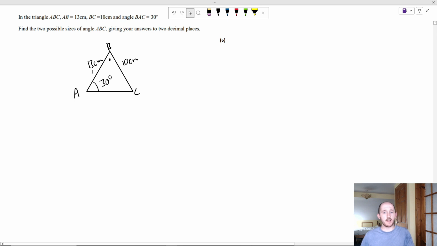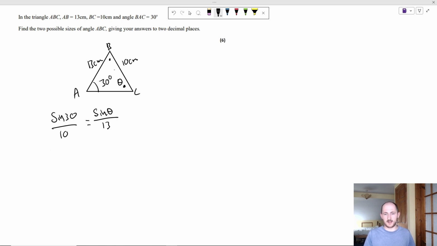So first things first, you might notice we can't actually work out this angle straight away. We have to work out this angle down here, and then just do 180 minus 30 minus this angle, because we don't have enough information to work out B. So I'm going to name this angle theta. So if we now do the sine rule for this, we have sine 30 over 10 equals sine theta over 13, almost messed that up, times 13 by both sides. So we have 13 sine 30 over 10 equals sine theta.